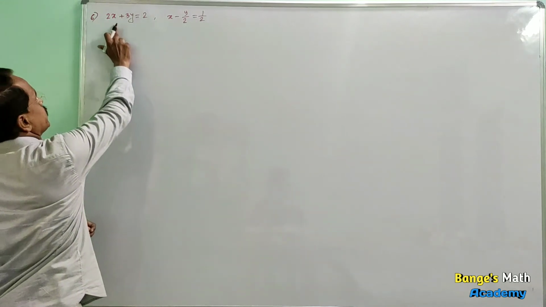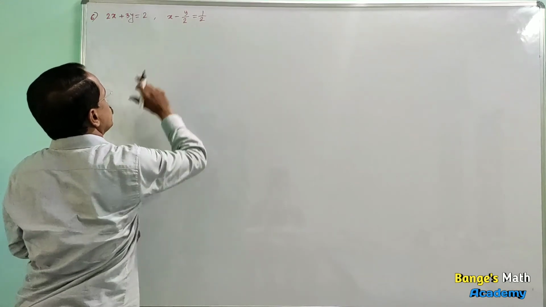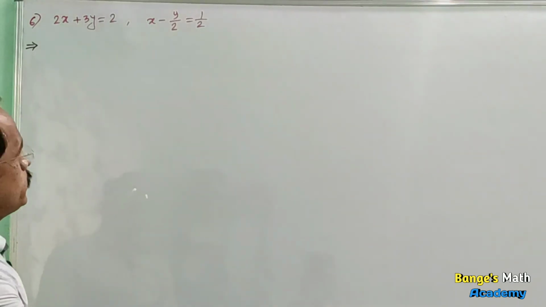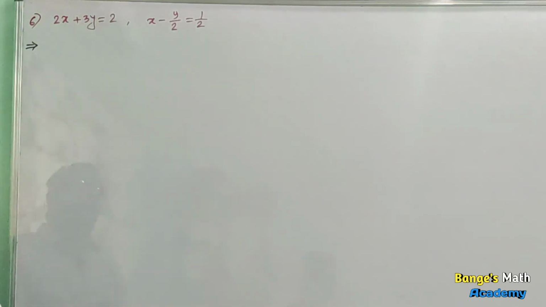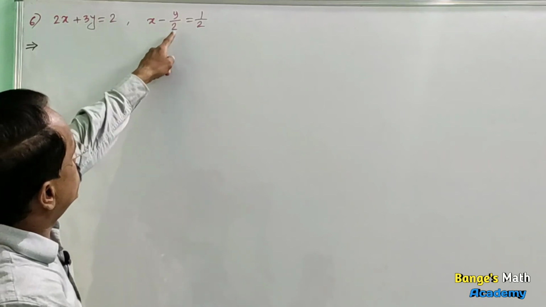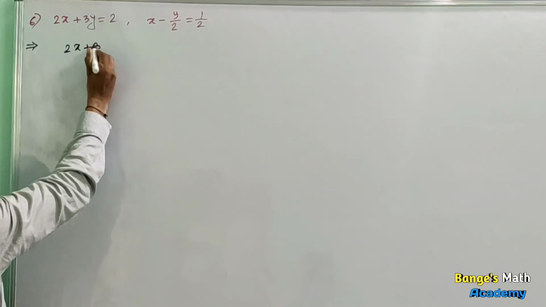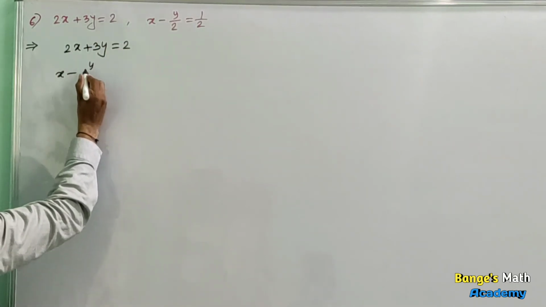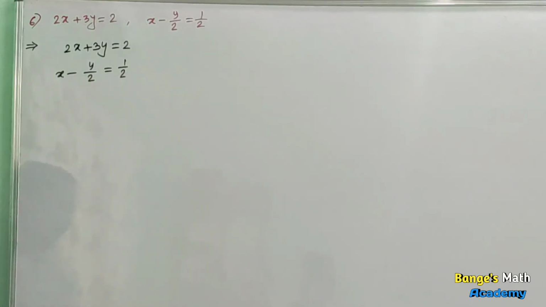Sixth example, 2x plus 3y is equal to 2 and x minus y upon 2 is equal to 1 upon 2. To solve simultaneous equations by Cramer's rule. See, first equation is in the form ax plus by is equal to c, and second equation is x minus y upon 2 is equal to 1 upon 2. Write down given example, 2x plus 3y is equal to 2, and second equation x minus y upon 2 is equal to 1 upon 2.